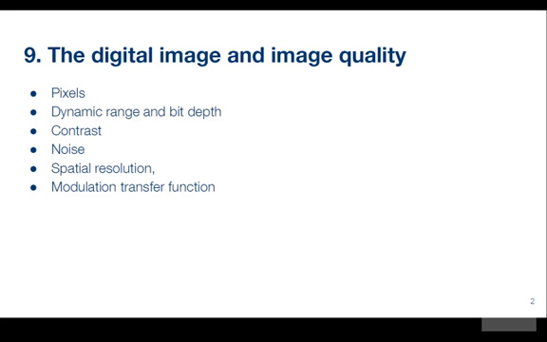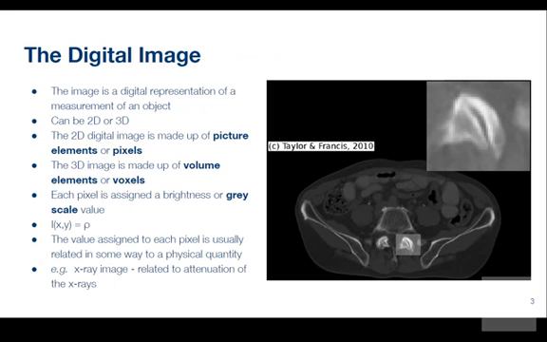So the pixelated image, the concept of the dynamic range and bit depth. I'll talk a bit about contrast in images, noise, spatial resolution, and finish off with a bit about the modulation transfer function.